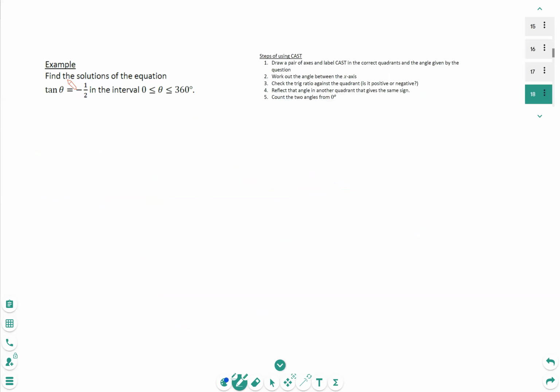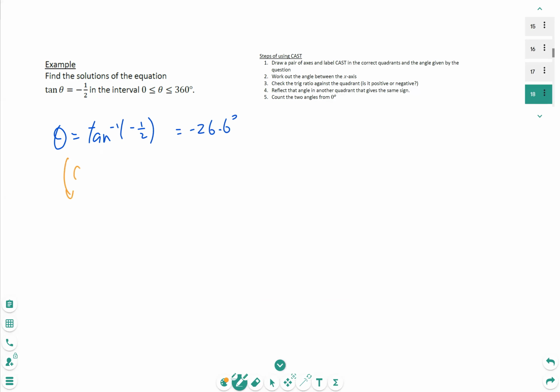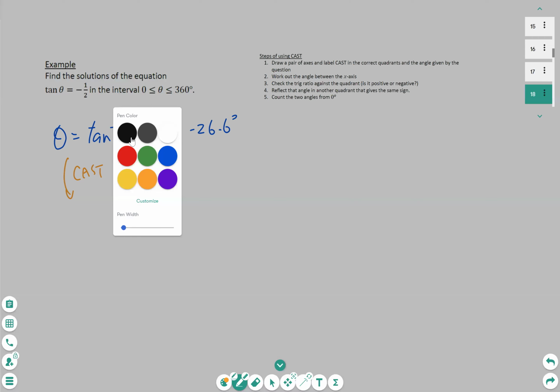Next one. Find the solution of the equation tan theta equals minus a half. First step, inverse tan of minus a half. Put in the calculator, inverse tan or arctan of minus a half is negative 26.6 degrees. Next, we need to do a CAST diagram.